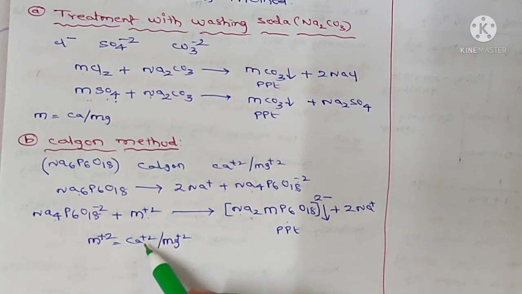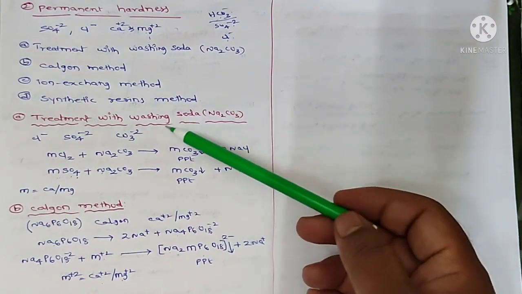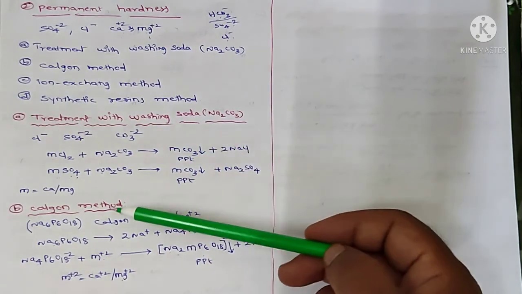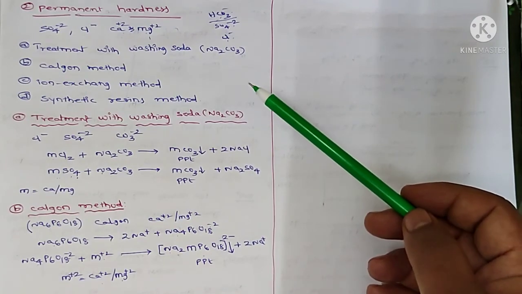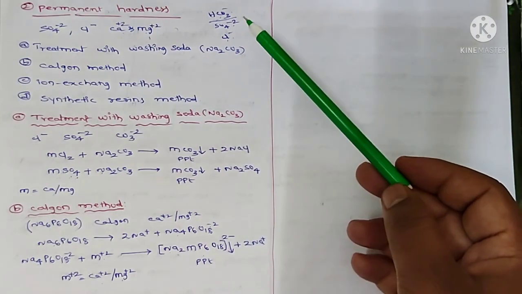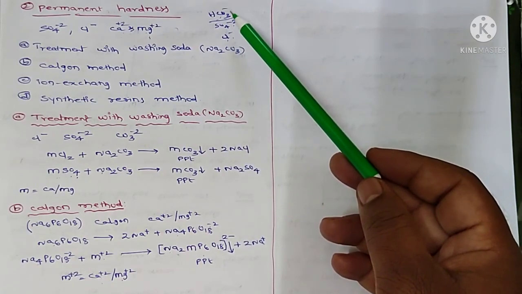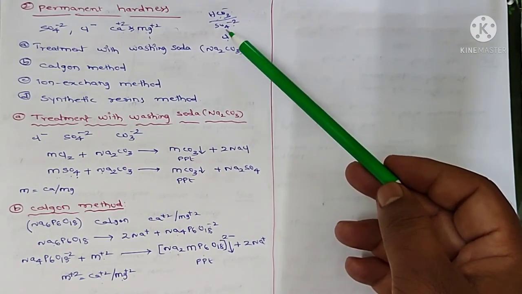So here in this hard water, the calcium plus 2 or magnesium plus 2 are present as chlorides or sulfates. So this is about permanent hardness and two methods to remove the permanent hardness: treatment with washing soda and calgon method. So the hardness is due to the presence of calcium and magnesium salts of bicarbonate, sulfates and chlorides. Temporary hardness is due to the presence of bicarbonates and permanent hardness is due to the presence of sulfates and chlorides.